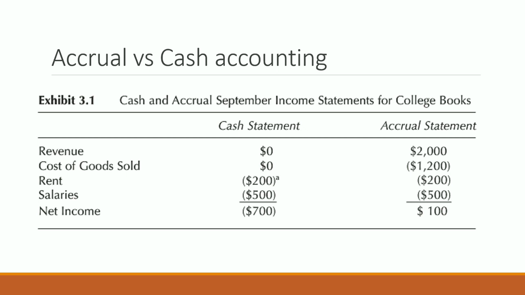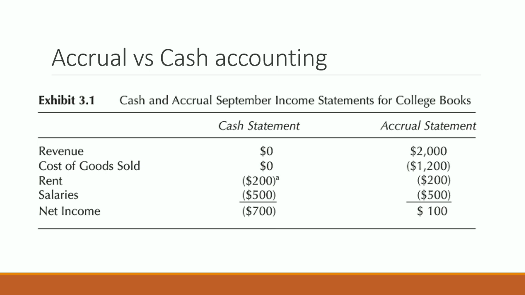From an accrual standpoint, the company sold $2,000 worth of books in September. That money wasn't actually received until October, but it was sold in September, so we would count it for the September financial statement.